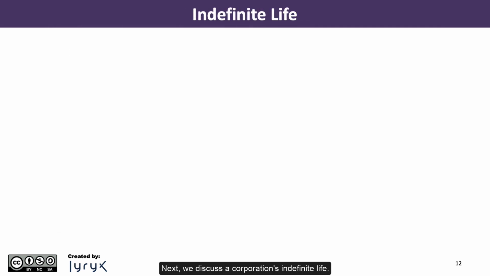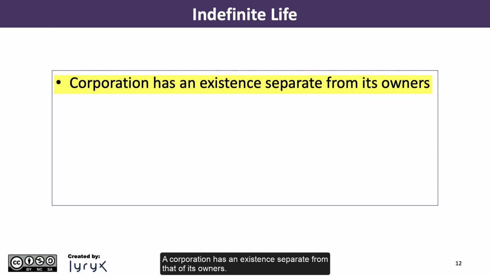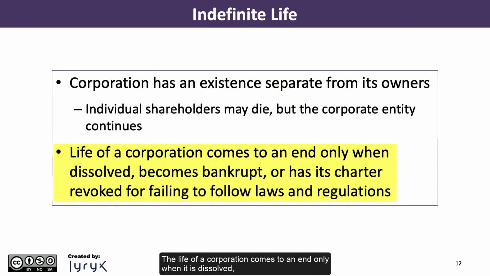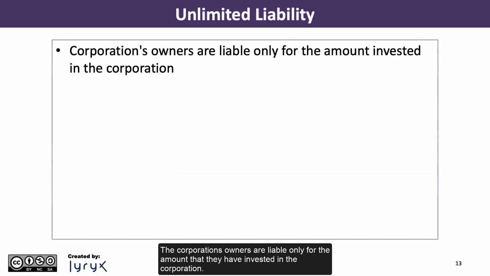Next, we discuss a corporation's indefinite life. A corporation has an existence separate from that of its owners. Individual shareholders may die, but the corporate entity continues. The life of a corporation comes to an end only when it is dissolved, becomes bankrupt, or has its charter revoked for failing to follow laws and regulations. The corporation's owners are liable only for the amount that they have invested in the corporation.